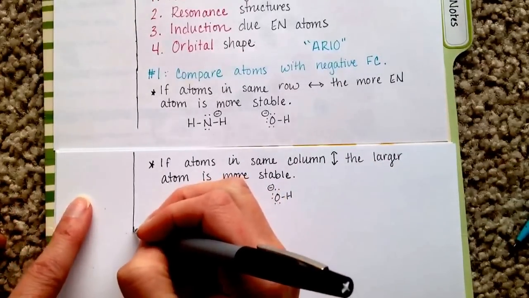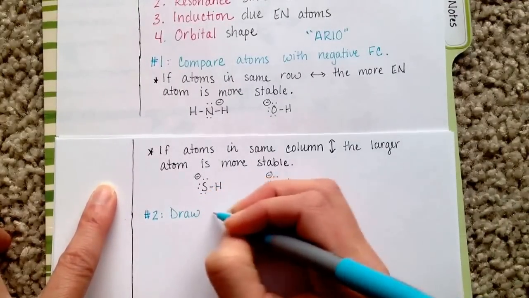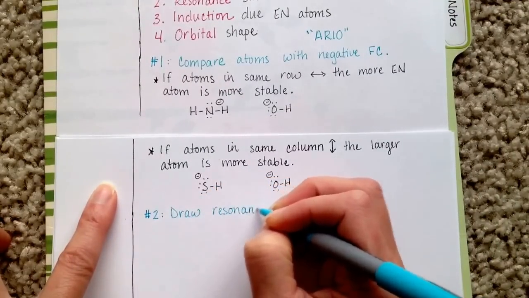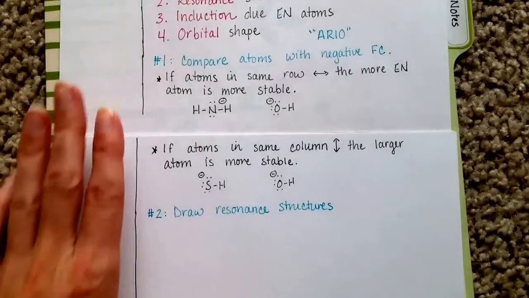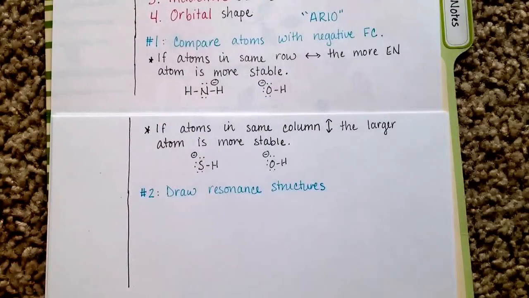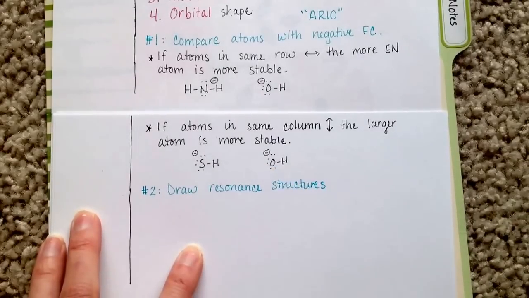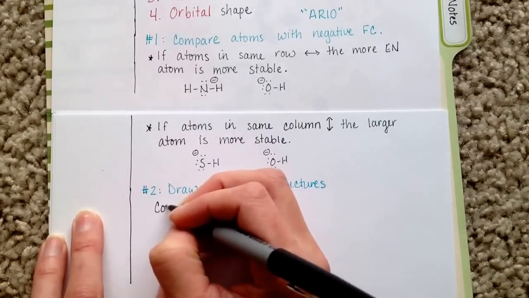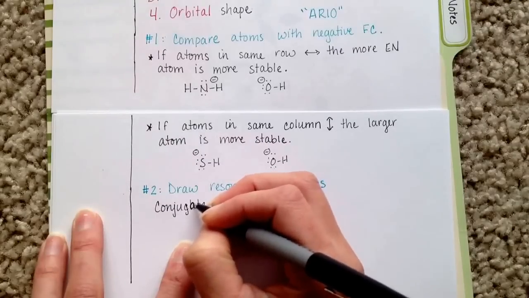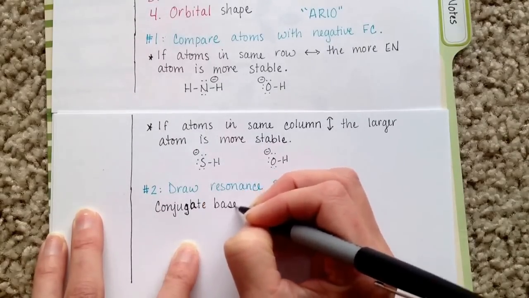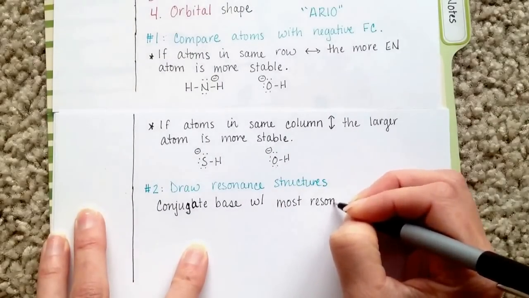And rule number 2 is to draw resonance structures. And as you learned in the last chapter, in chapter 2, the more resonance structures you can draw, even if they're not good, the more stable the structure is. So you're going to look at all resonance structures. I had a hard time spelling that. And the conjugate base that has the most resonance structures is the one that's most stable.